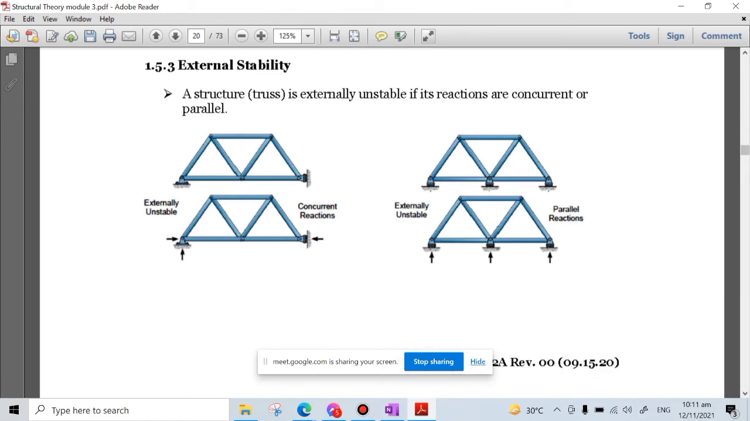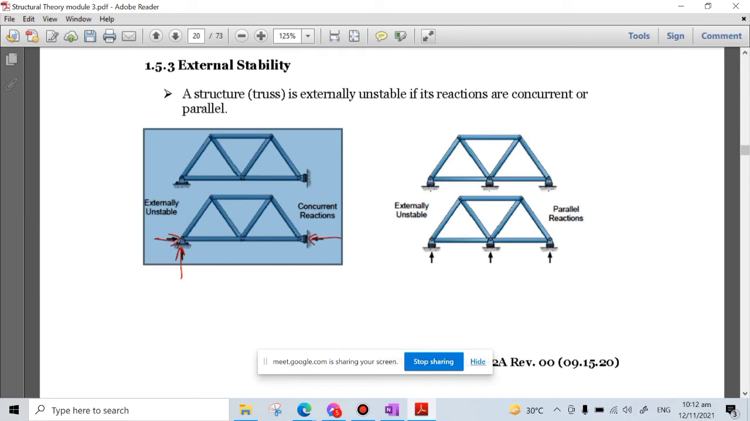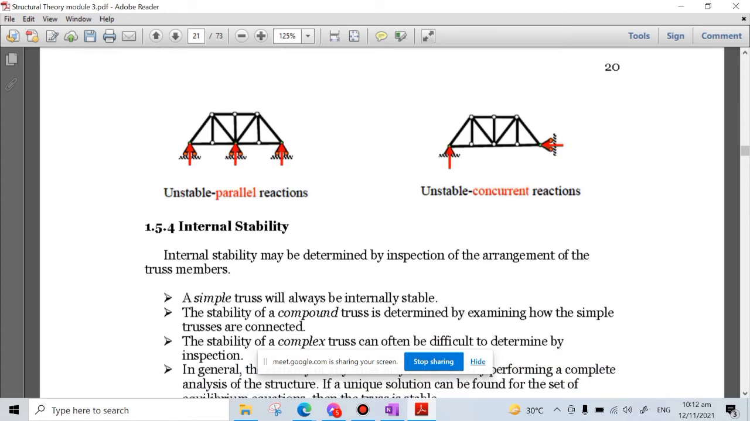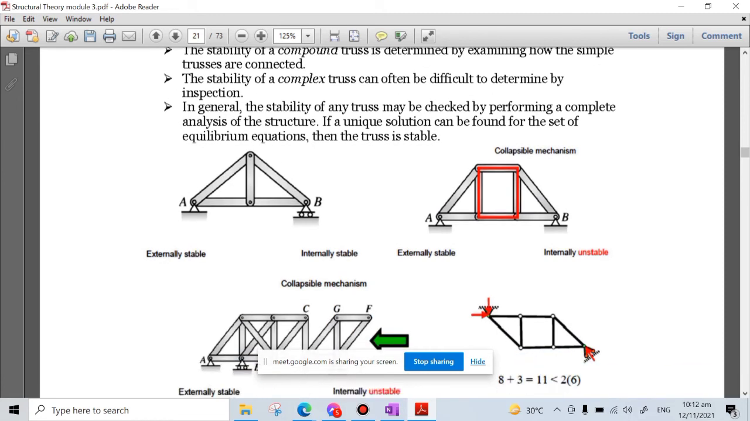Ayan. So, structure is externally unstable if its reactions rather are concurrent or parallel. So, in this case, this is a pin, no? So, may dalawang reaction yan, at ito ay may isang reaction. At sila ay magmi-meet sa point na to. Diyan sila magmi-meet. Hindi to kasama yung arrow ha, para lang makapunta ko doon. And ito, ito at ito, sila ay parallel, no? So it is considered as external, no? Externally unstable.